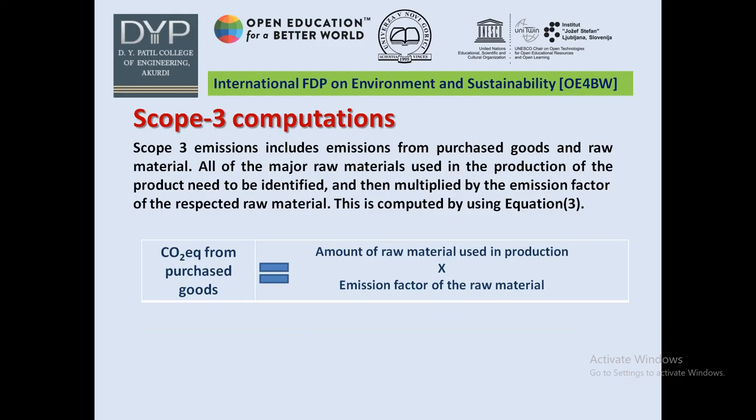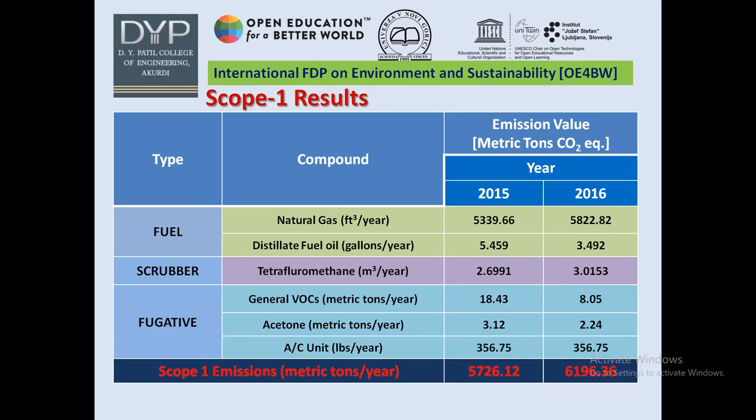Then scope 3 computations. Scope 3 emissions includes emissions from purchased goods and raw material. All of the major raw materials used in the production of a product need to be identified and then multiplied by the emission factor of the respective raw material. This is computed by using equation 3, that is the amount of raw material used in production multiplied by emission factor of the raw material. These are after applying all the numbers and calculations and factors and attributes. This is what we have got as a result.